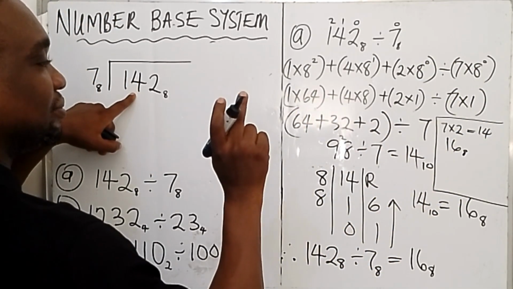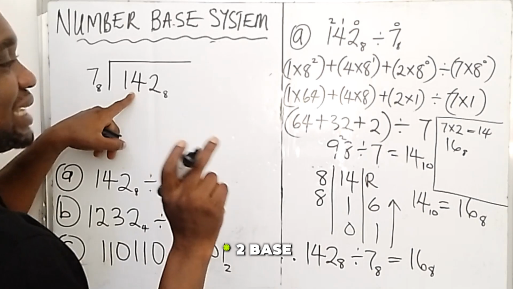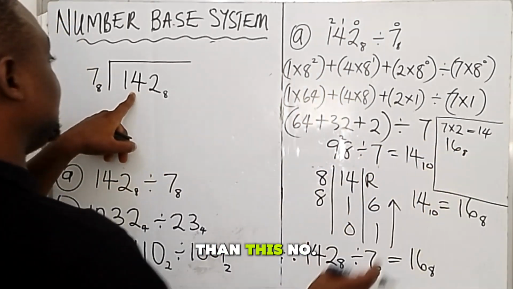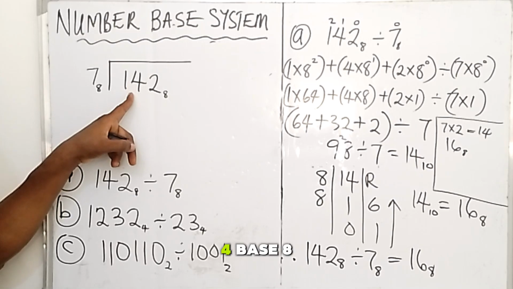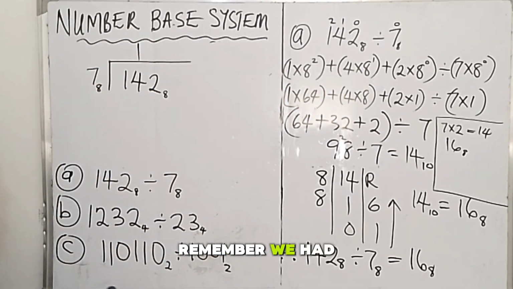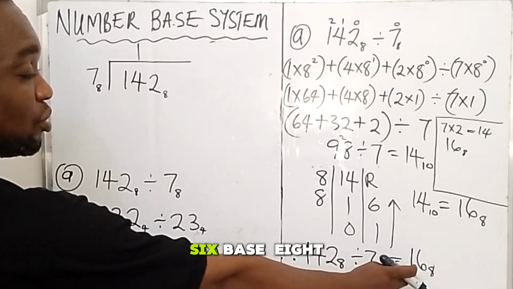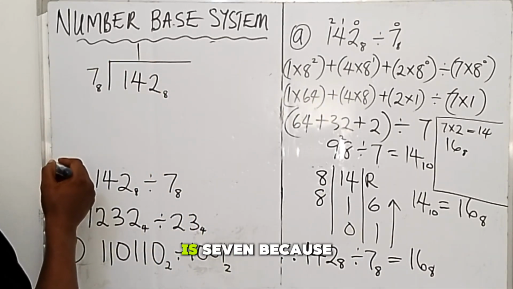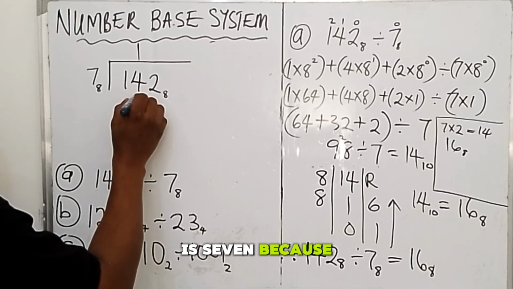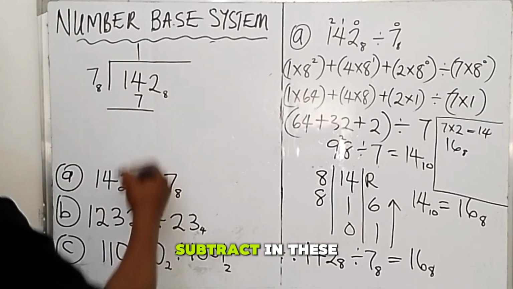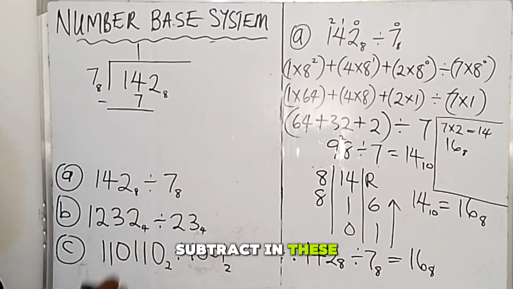7 base 8 times 2 base 8 is 16 base 8, which is bigger than this number, 14 base 8. So we're going to use a 1. Remember, we had 16 base 8, so we have a 1. 1 times 7 is 7 because it is in base 8, so there is no problem. And we begin to subtract in base 8.